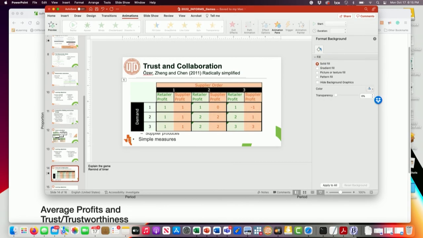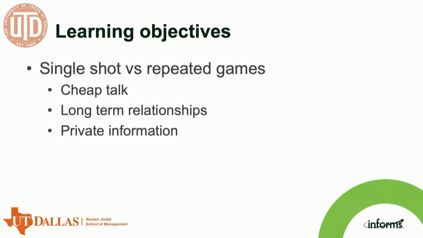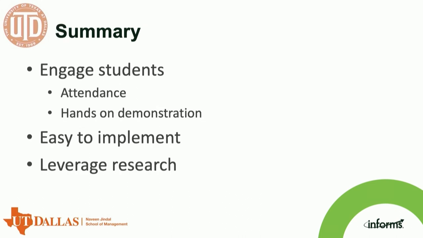All right, so this is pretty much it. The learning objectives are about debt, private information, cheap talk, and long-term relationships. So it's a vehicle for talking about that. Okay, that's pretty much it.